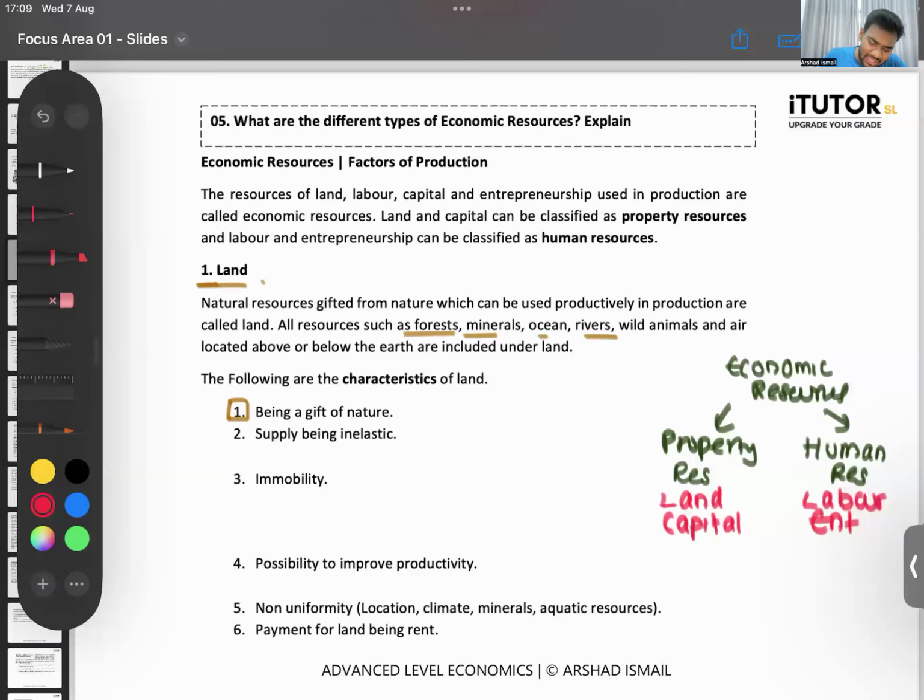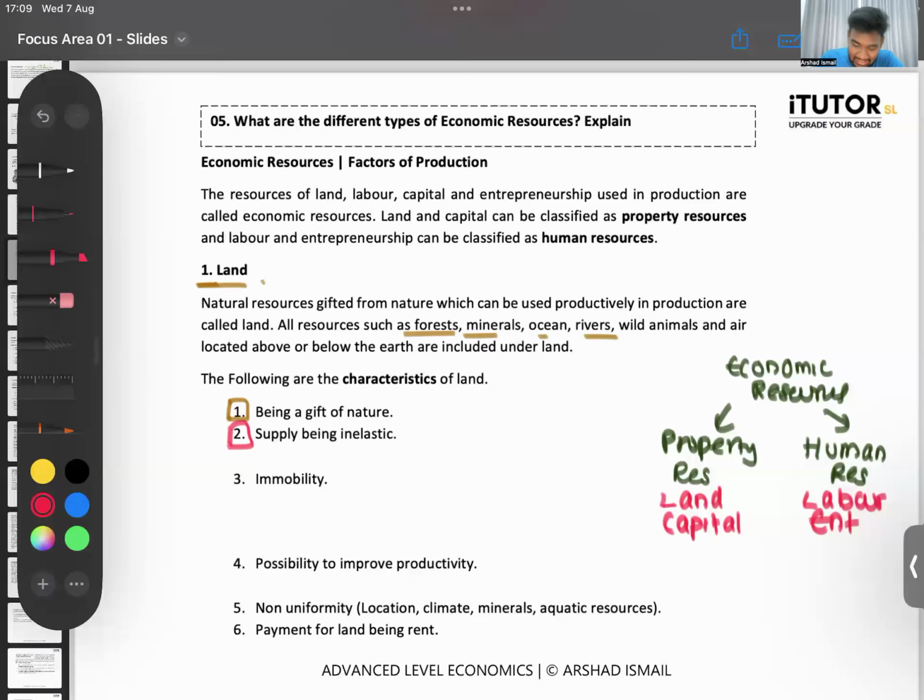Second one, supply being inelastic. Can you tell me what is that? Under land, I am saying supply of land is inelastic. What does that mean? Supply of land is inelastic means it is difficult to increase the amount of land. It takes time to increase the amount of land. You can grow trees, right? But you can't grow them in a day. You can't plant a tree and expect it to be a huge one in a day. It takes time.